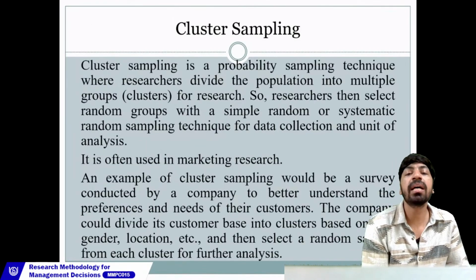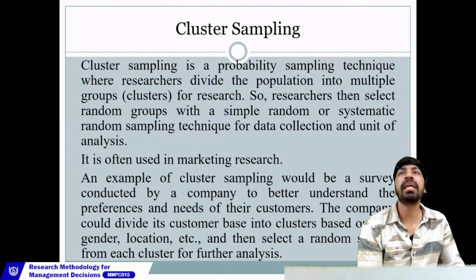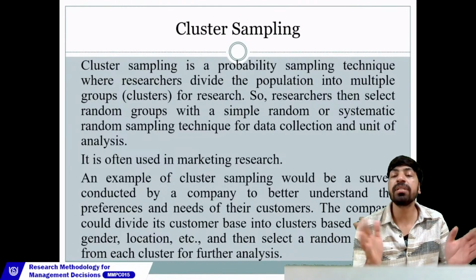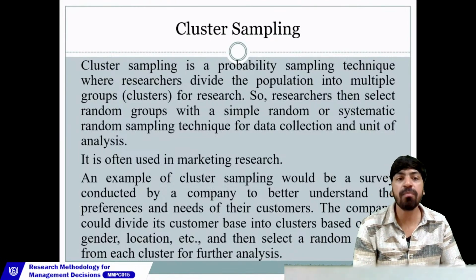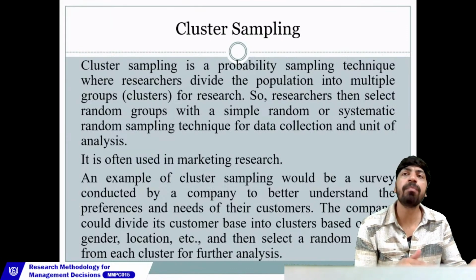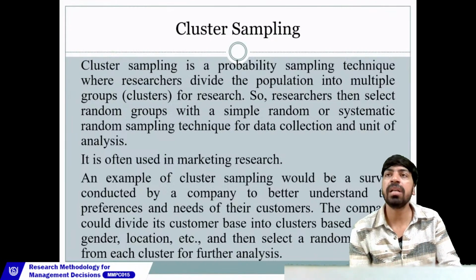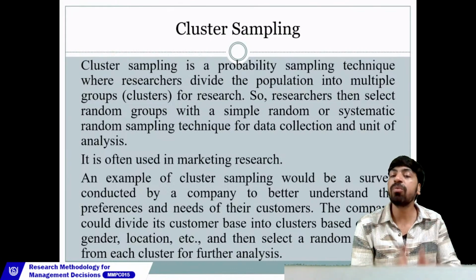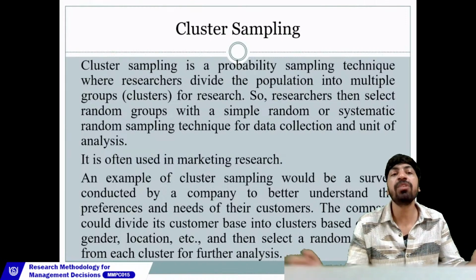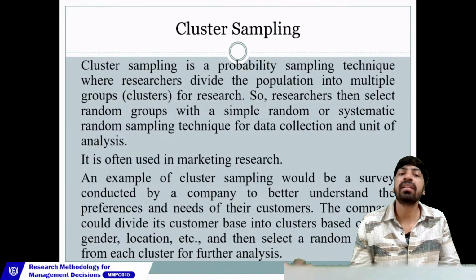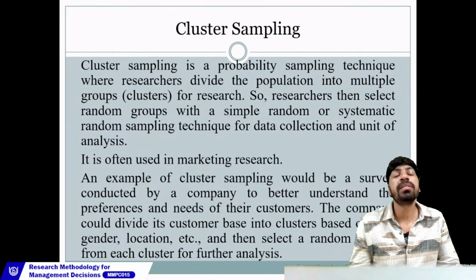Let's talk about cluster sampling. Cluster sampling is also a type of probability sampling where the researchers divide the population into multiple groups, that means clusters. If we talk about subgroups, small and large, that is stratified random sampling, but what comes under cluster sampling is dividing the population into multiple groups. That's called cluster sampling.